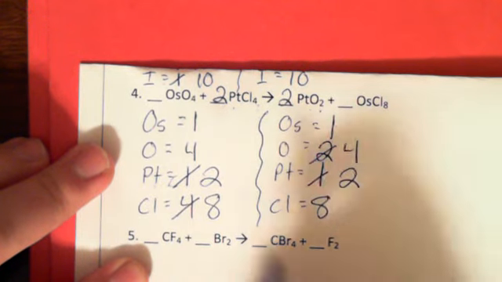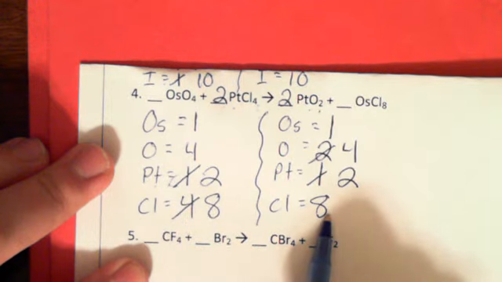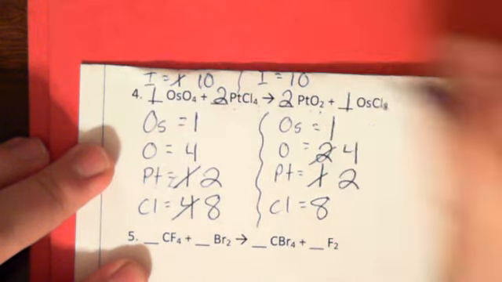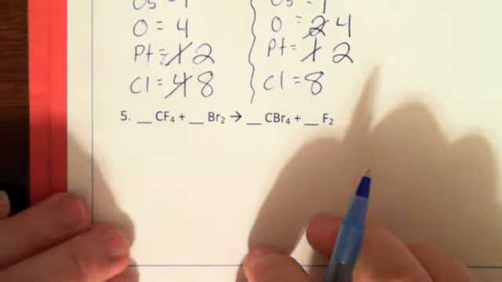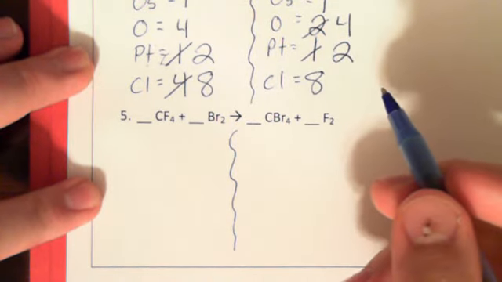Okay, now take a look. Everything checks. 1 and done. And you're done. Okay, next up, last problem on this sheet. Draw the line down. Let's break this thing down.